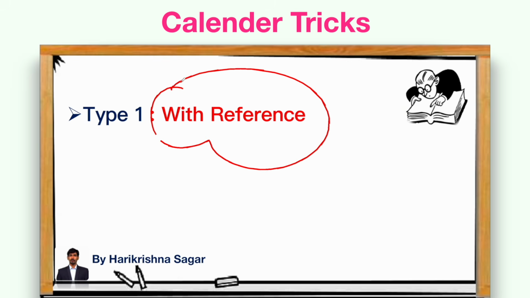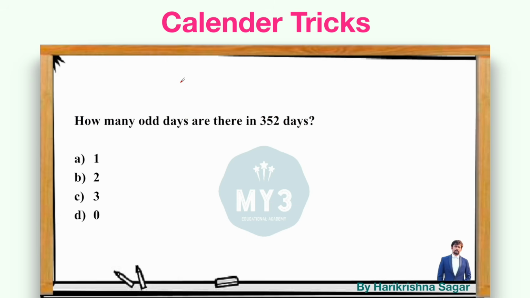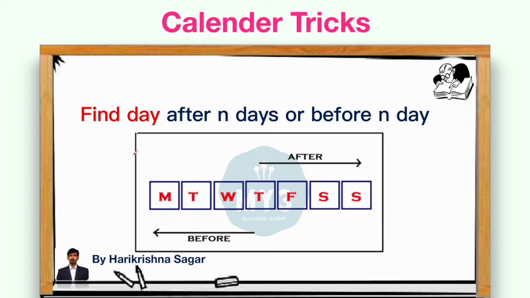And if you observe the first type question, type 1 question, I am naming this type 1 question as the reference question. How the type 1 question is given, you can observe with this simple question. How many odd days are there in 352 days? Odd days means, as I told you previously, you just simply divide by 7 and observe the remainder. So the number of odd days is going to be 2, mark the answer as B. Not a challenging question, but the question which you are going to expect in type 1 will be like this. That means we have to find out the day after n days or before n days.